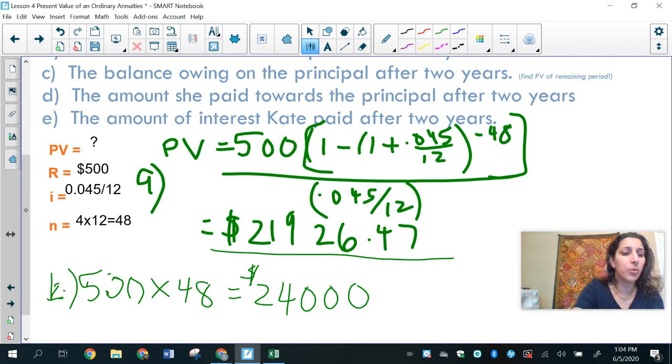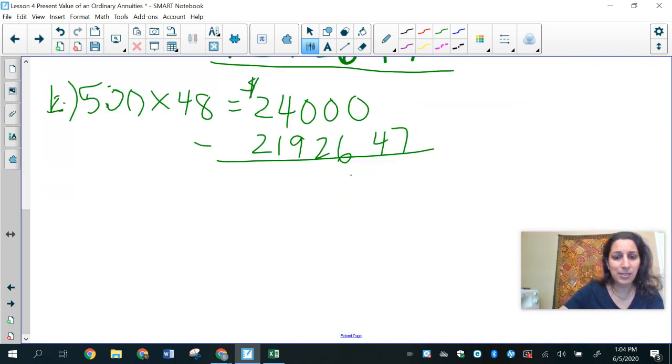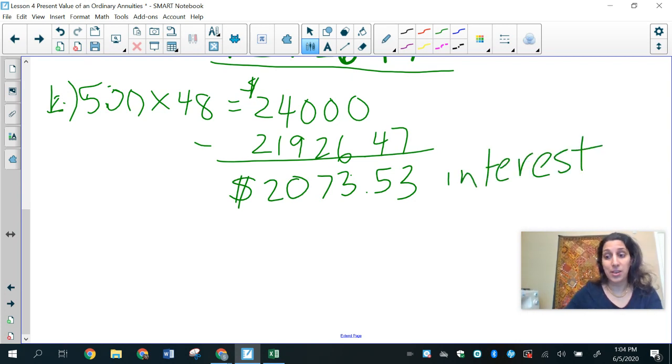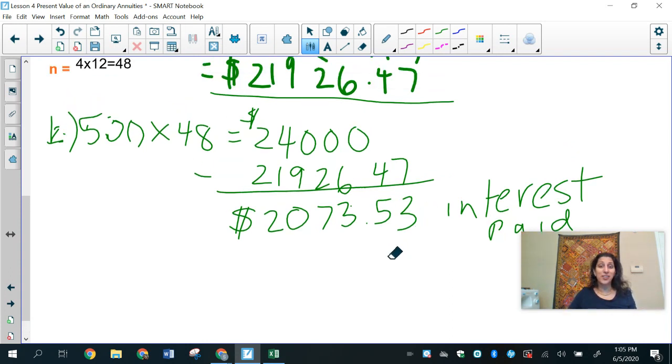It's the cost of borrowing. So you're going to subtract the amount you found, 21,926.47, and you're going to say, okay, then that means 2073.53 is the interest that she paid. That's not a bad amount of money. That's actually pretty good. Interest paid. That's her cost of borrowing. Very good deal to be able to borrow $21,000, and all you have to pay them as a sort of thank you is $2,000.